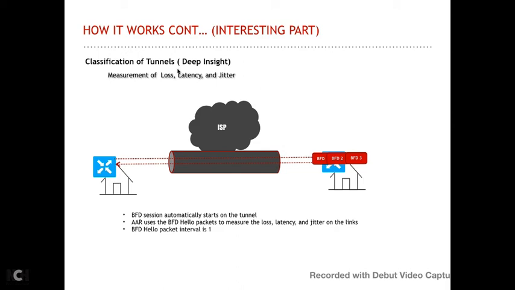And the BFD session automatically starts. It's a default nature of Cisco's SD-WAN architecture. Once the data plane tunnel comes up over the overlay, the WAN edge routers are automatically enabled with the BFD session. So your data plane BFD packet exchange starts, and the routers start pumping all those BFD packets to measure the loss, latency and jitter.